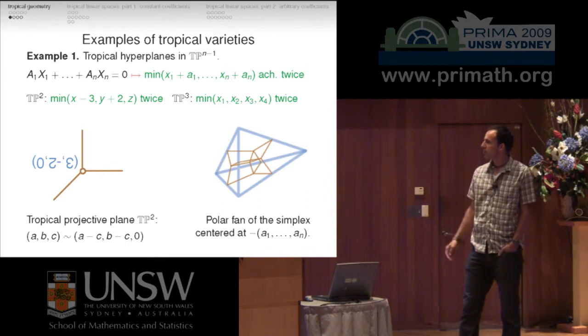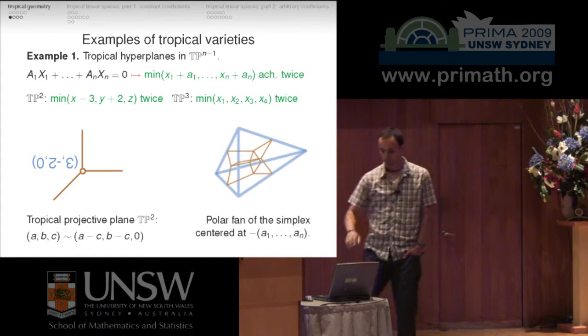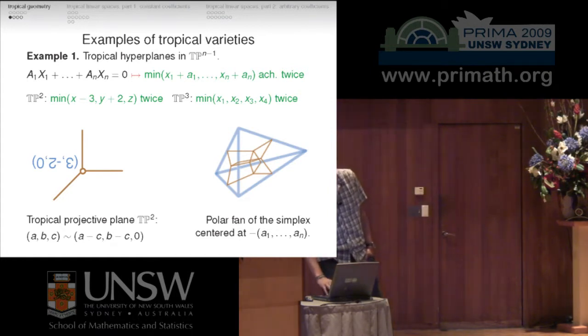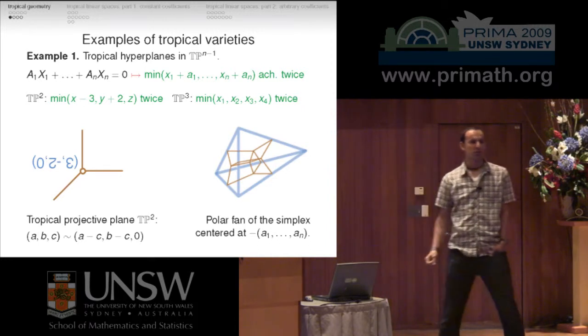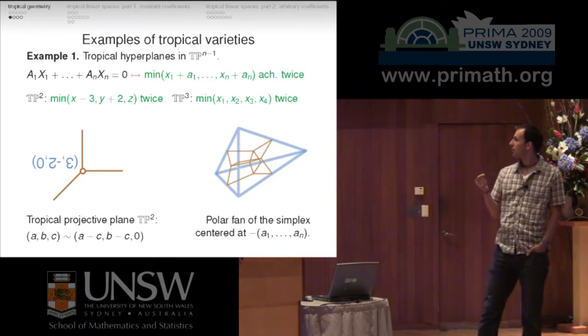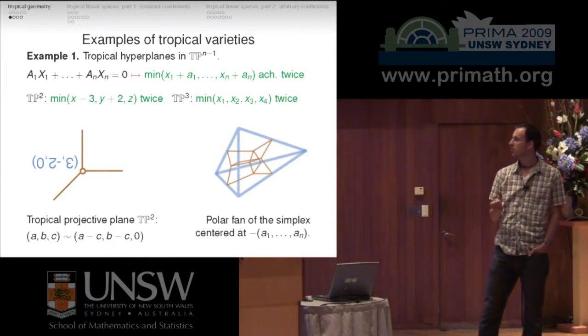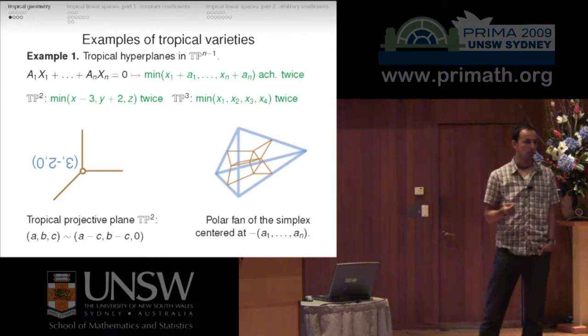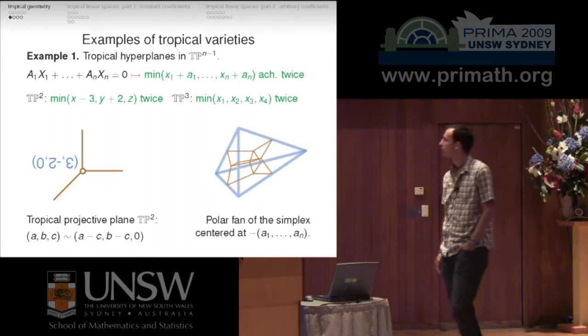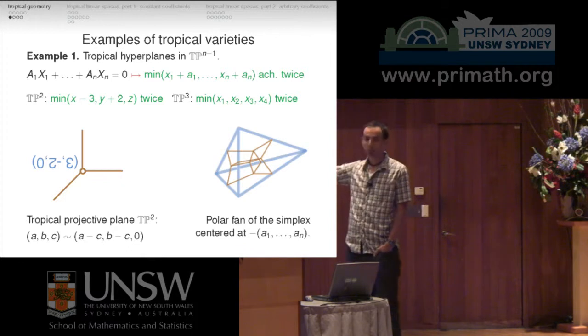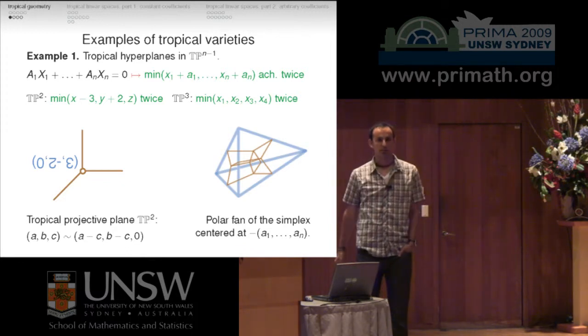In general, the tropical hyperplane, well, this is the next example. A three-dimensional one looks like this. You see it's already a little bit complicated. I don't know if you can see it very well, but it is 6 quadrants coming out of a point. This is the polar fan of the tetrahedron. And in general, a tropical hyperplane is just the polar fan of a simplex.